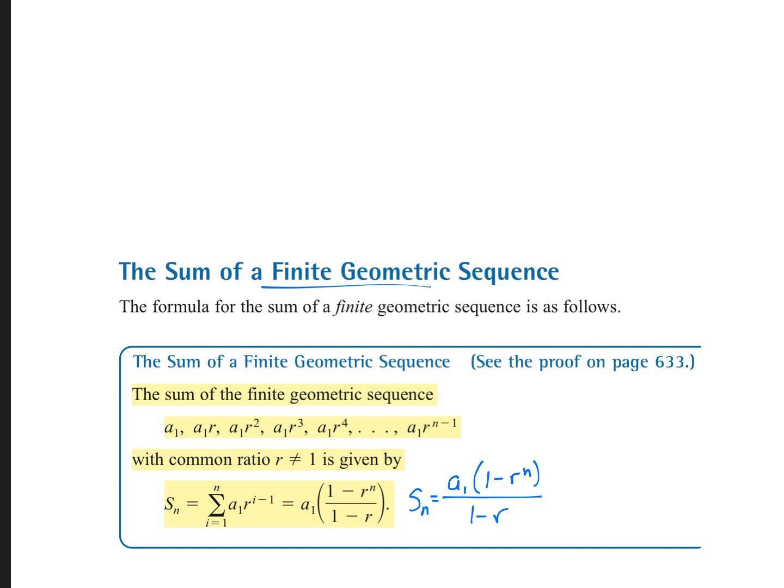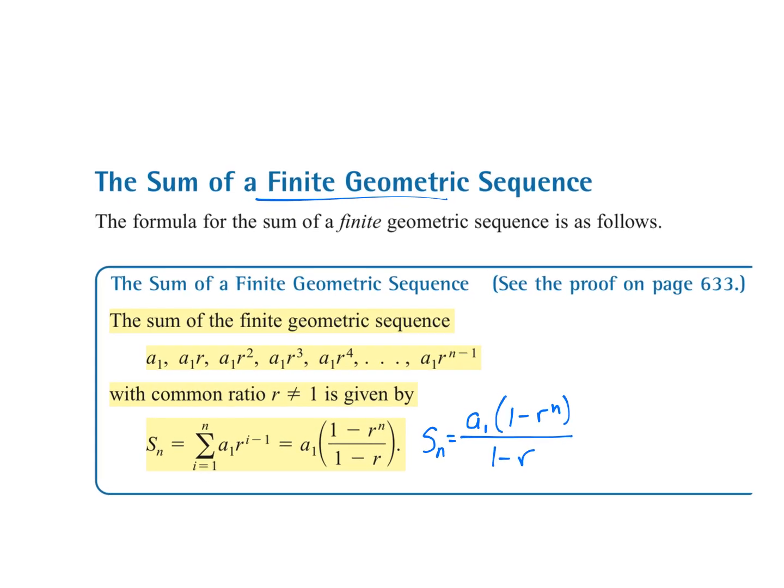All right, so today we're going to talk about the sum of a finite geometric series. Finite means what? That it has an end. And then geometric means what? Multiply to get from one number to the next.